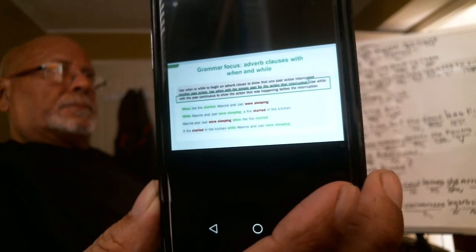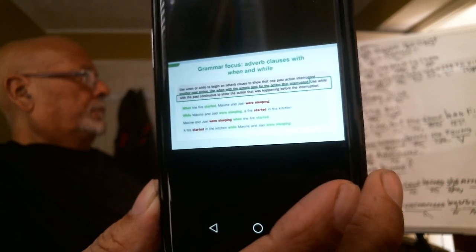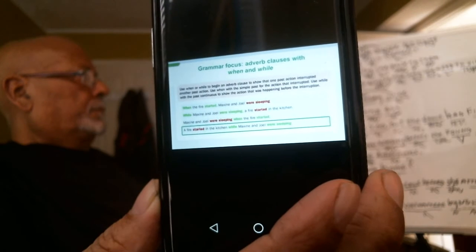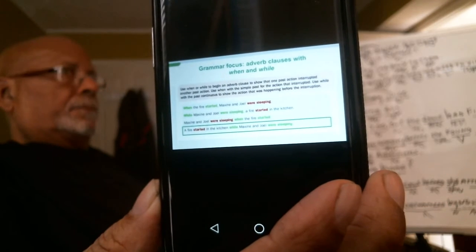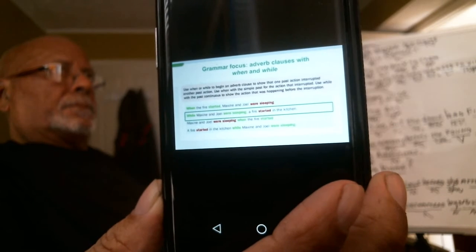Use while with the past continuous to show the action that was happening before the interruption. A fire started in the kitchen while Maxine and Joel were sleeping. While Maxine and Joel were sleeping, a fire started in the kitchen.